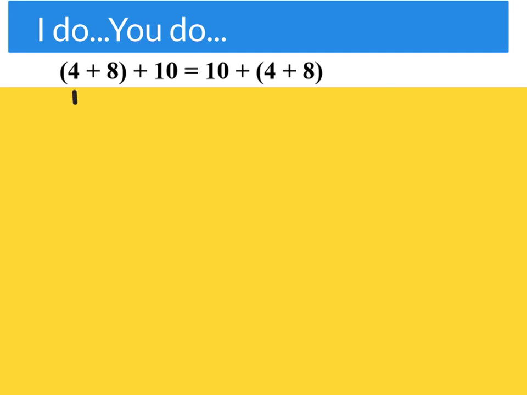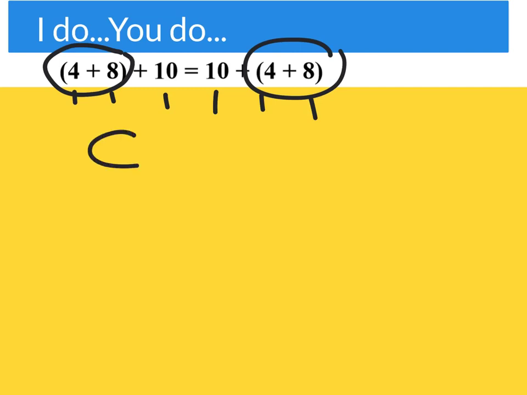Let's see, 4, 8, 10, 10, 4, 8. Do you notice the order changed? The order changed, so I know there's commutative in there. I'm also going to check the grouping. 4 and 8 are friends. Who's still friends? 4 and 8. So that is the commutative property of addition. Remember, you can only do the commutative property with addition and multiplication. This one's an addition problem.